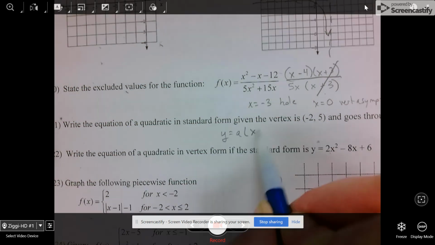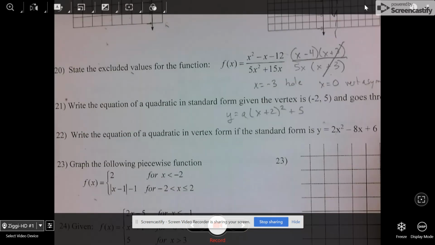If you know the vertex, you plug it in. So this says write the equation in vertex form, if the equation is in standard form here. So again, find the vertex, -b over 2a. Once you know the vertex, you plug it into the vertex form. And in this case, I already know what a is, so I can be done with that.